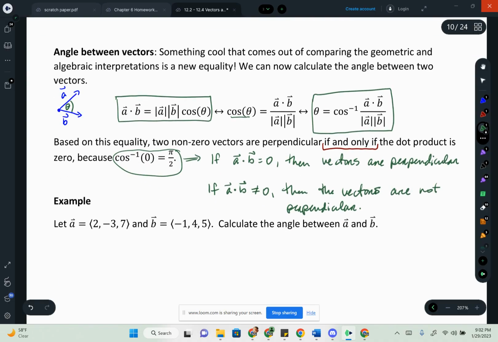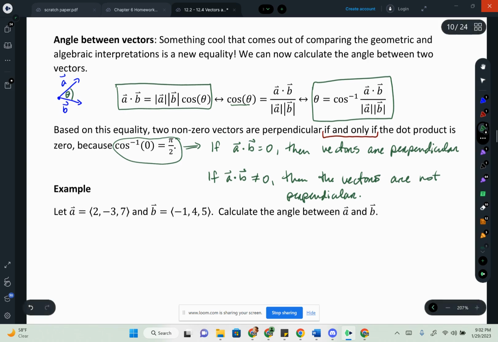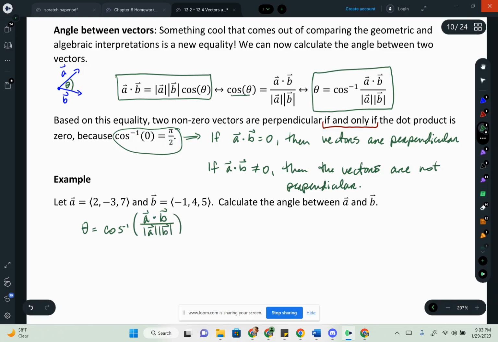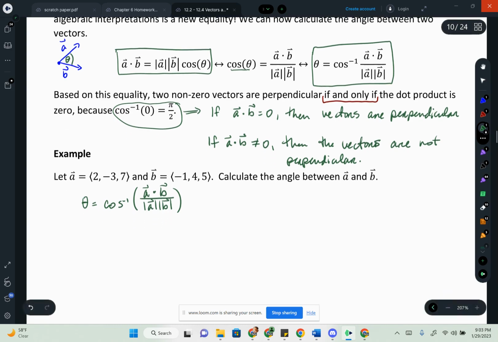Okay, so let's get to an example right away. Let's say that A is equal to a vector with components 2, -3, and 7, and B is equal to a vector with components -1, 4, and 5, and we're asked to calculate the angle between A and B. We know from above that the angle between any two vectors is equal to cosine inverse of A dot B divided by the magnitude of A times the magnitude of B. So I can find those three pieces, plop them in, and then evaluate.